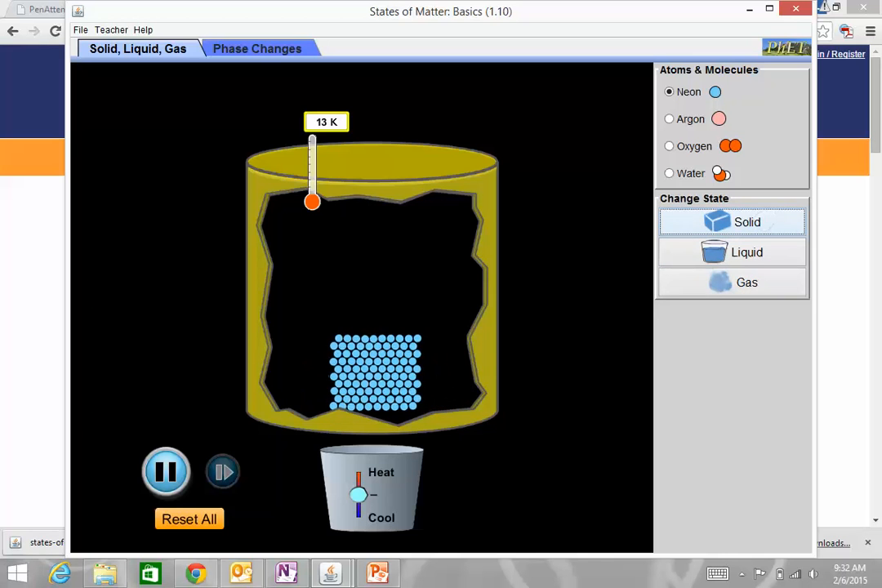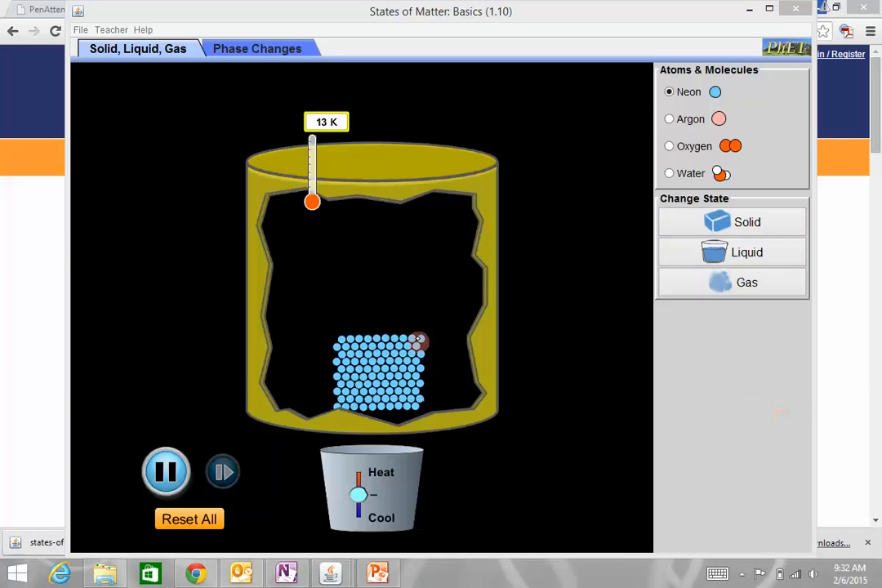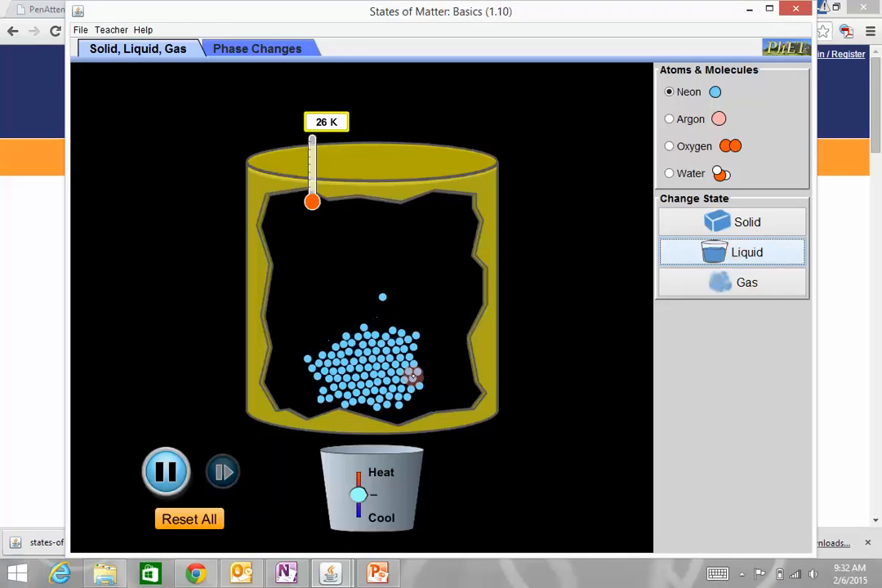Look at the solid again. If you look at this one particle here, it always stays around that same place. If you look at the liquid phase now, the particles just move around. They are not completely organized. And let's look at the gas.